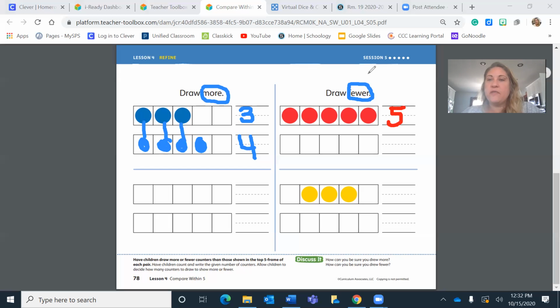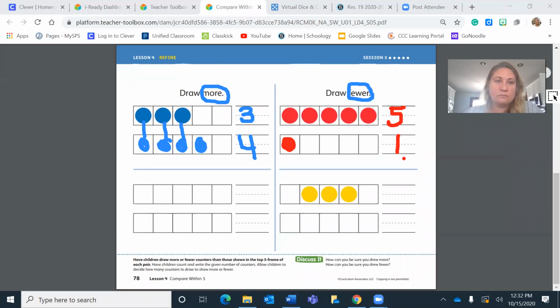Now fewer, that means less. So I need to have less. So I'm just going to draw 1. I drew less, I have the smaller amount, right? In my 5 frame. And I'm gonna draw 1 because I only made 1 counter. All right, let's go to our next one.